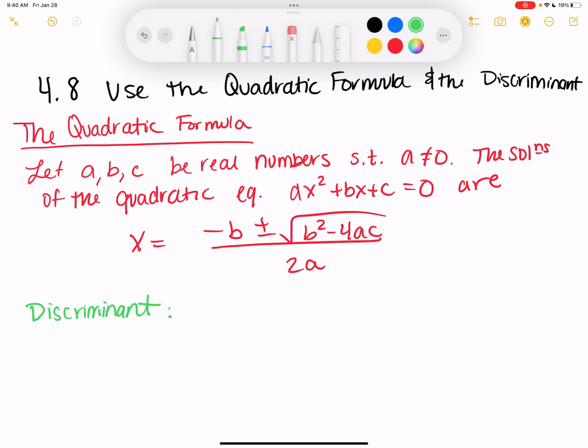All right, the discriminant is the b squared minus 4ac part of the quadratic equation.